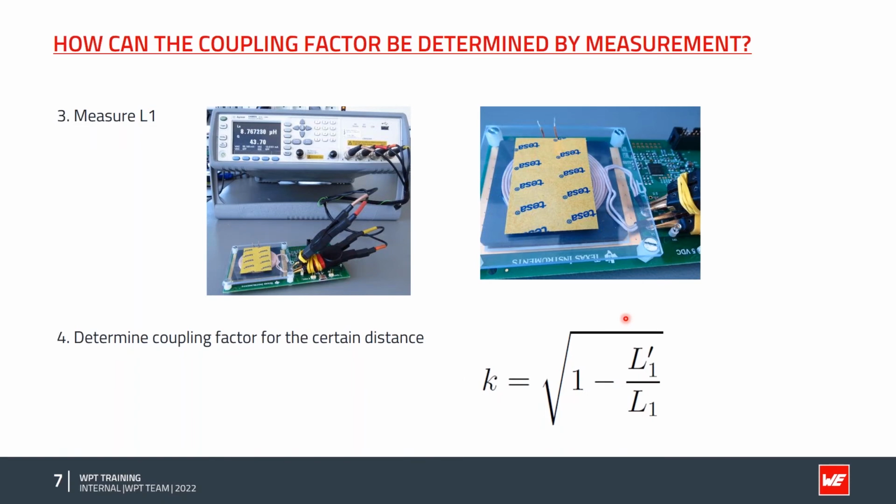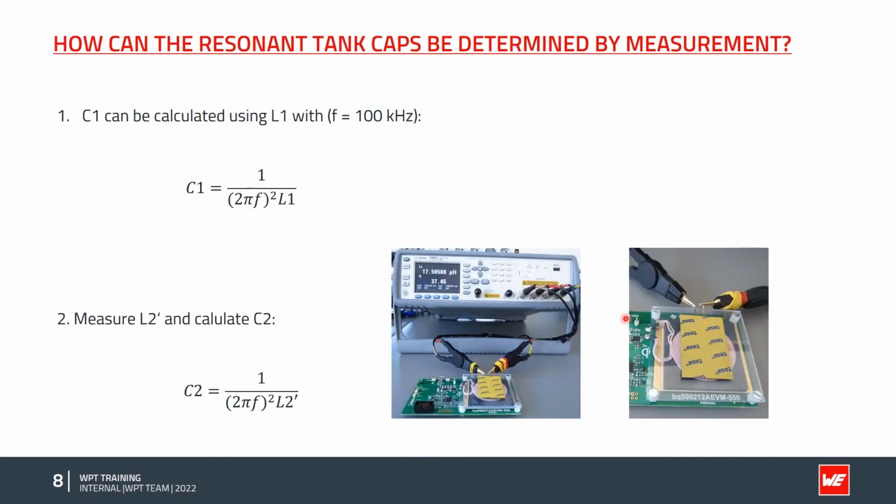Then we can simply integrate these two measurement values into our formula, and we can determine the coupling factor for this certain distance. So now we can also calculate very easily the resonant tank capacitors. As you might know, the formula to calculate the resonance frequency is 1 over 2 pi times the square root of LC. So if we solve this for C1, we get this formula. L1 we already measured. We just insert it into the formula, and we can easily calculate C1, which is the resonant capacitor at the primary side.